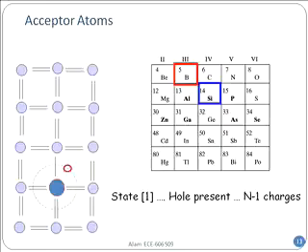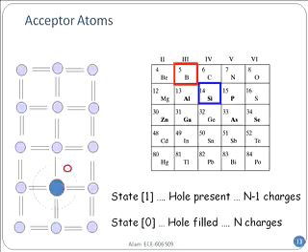When a hole is present, I'll call that state 1. When a hole is absent, meaning how can a hole be absent? Meaning the hole was there, an electron has gone in and filled up the state. In that case, I'll call the state 0. Hole filled means it has been filled by an electron.